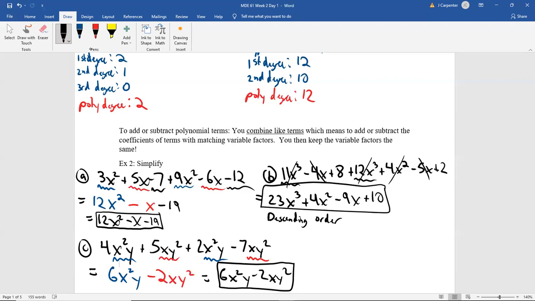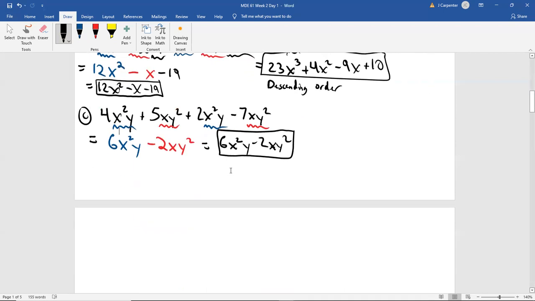All right. So that's adding and subtracting polynomial terms. What about multiplying them?